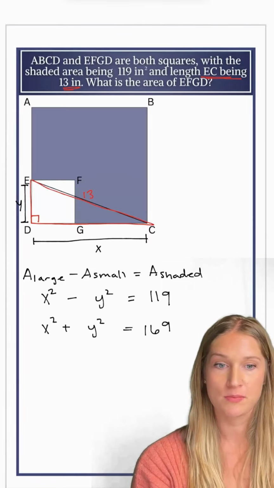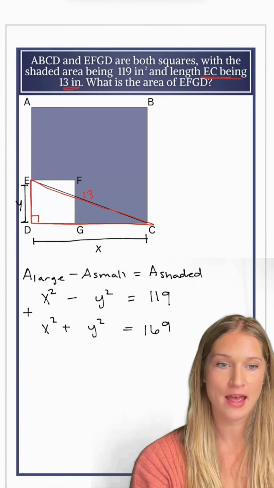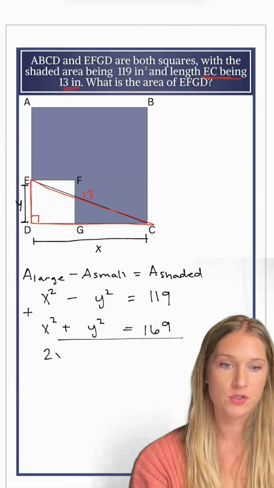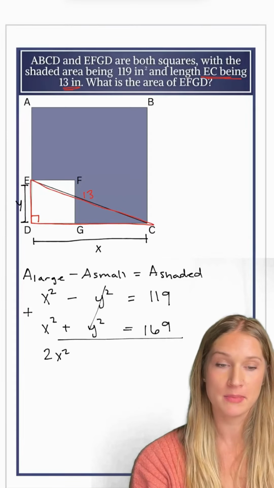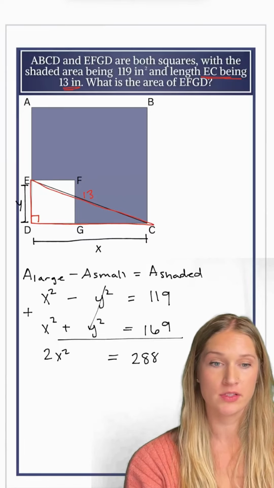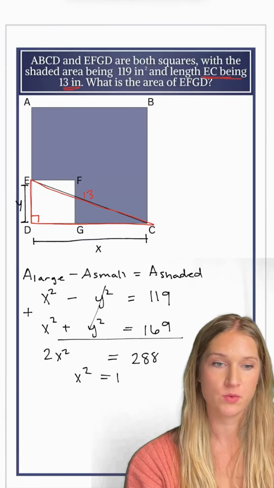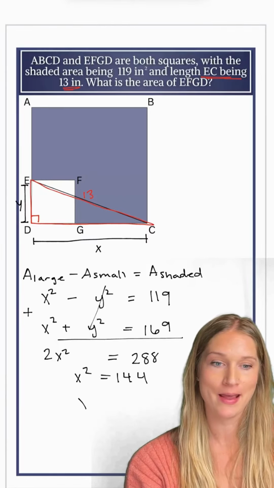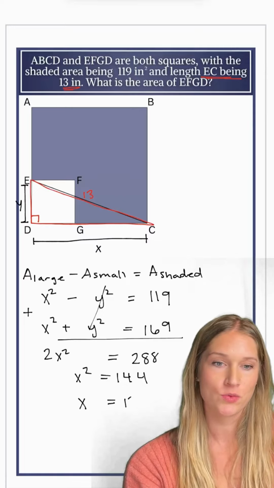I'll solve this system using elimination. I can just add. I'll end up with 2x squared. My y eliminates. And on the right, I get 288. I solve, I'll divide by 2. x squared is 144, which means that x is 12.